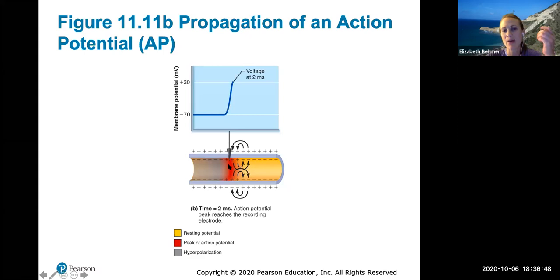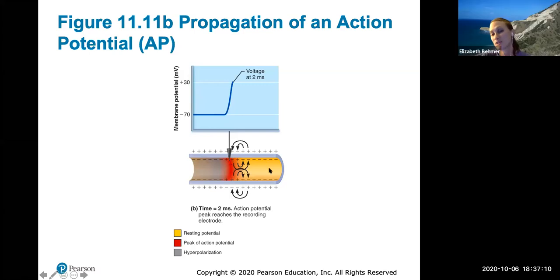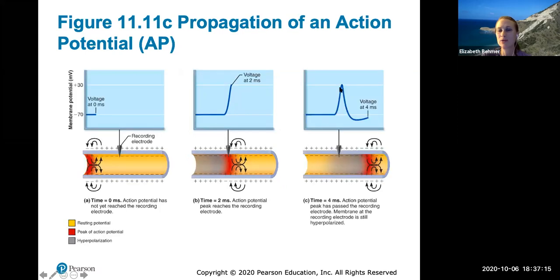And you'll notice here that behind the red mark is a hyperpolarization state. That's because after the action potential has passed this area, this part of the neuron goes extra negative into that hyperpolarized state. But right here at about 2 milliseconds, we're recording the action potential peak at this electrode. Again, downstream, that part of the neuron is still resting. And here we are showing the repolarization state. Again, this gray area shows the portion of the neuron that's in the hyperpolarized state.